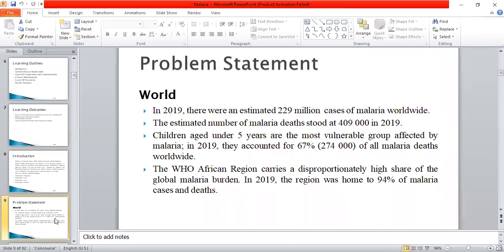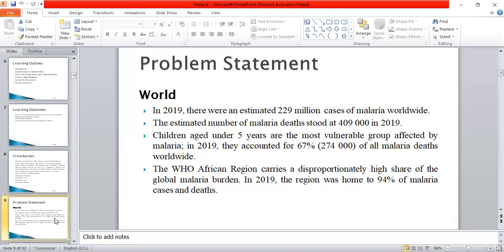Problem statement. If we see the global burden of disease in 2019, there were an estimated 229 million cases of malaria worldwide, and the estimated number of malaria deaths is 409,000 in 2019. Children aged under 5 years are the most vulnerable group affected by malaria, and they account for 67% of all malaria deaths worldwide.